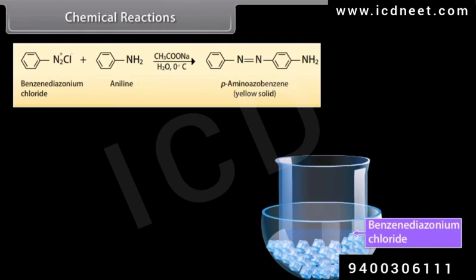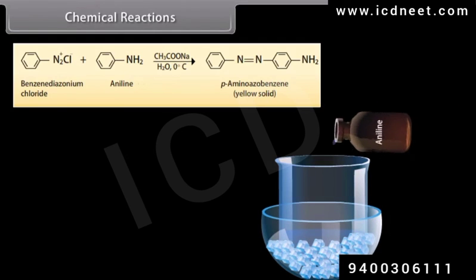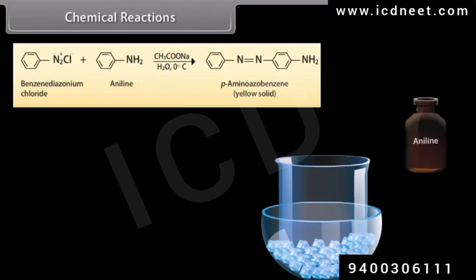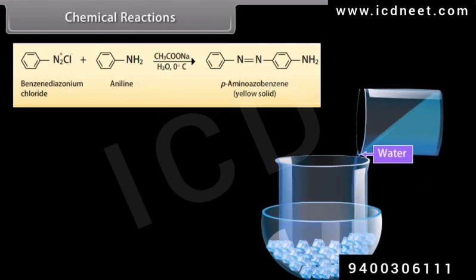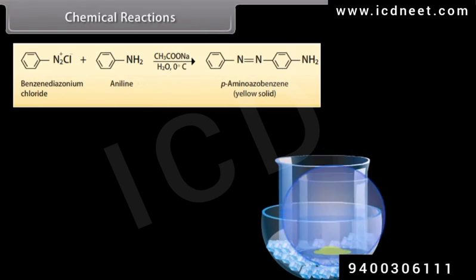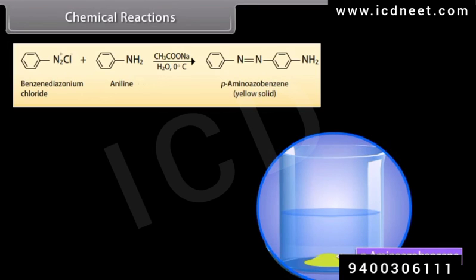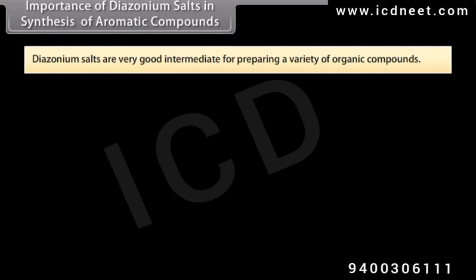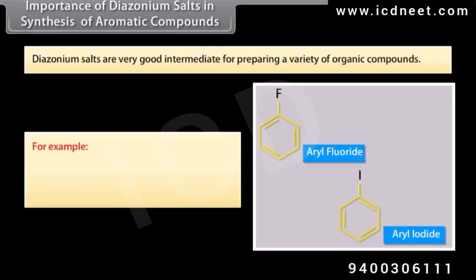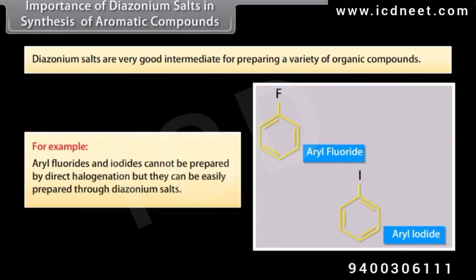Benzene diazonium chloride reacts with aniline in the presence of sodium acetate and water at 0 degrees Celsius, and produces para-aminoazobenzene. Importance of diazonium salts in synthesis of aromatic compounds. Diazonium salts are very good intermediates for preparing a variety of organic compounds. For example, aryl fluorides and iodides cannot be prepared by direct halogenation, but they can be easily prepared through diazonium salts.